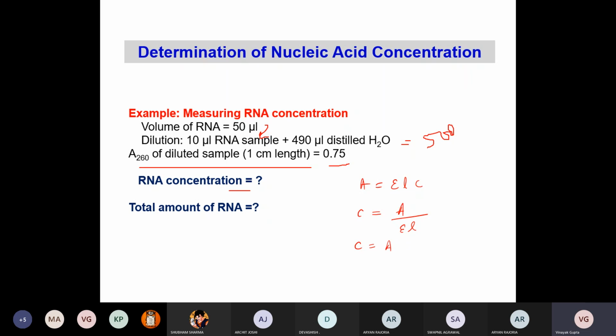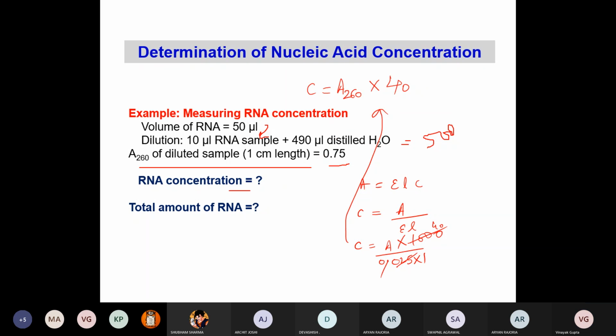Did you note down? 0.025. Okay, so 0.025, path length is 1 centimeter. So the formula which we can remember for the concentration of RNA will be absorbance at 260 into, what should I write here? 0.025. So 40, right? 40. And because here we are diluting our sample.